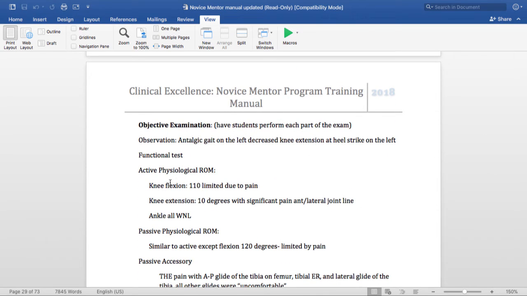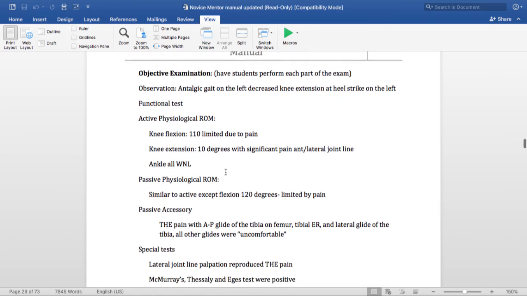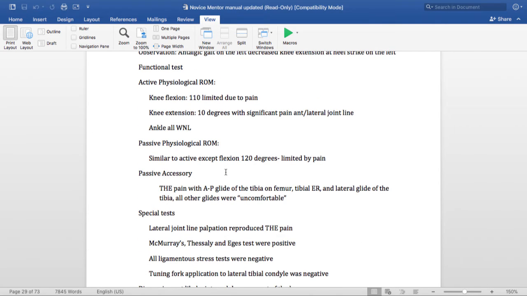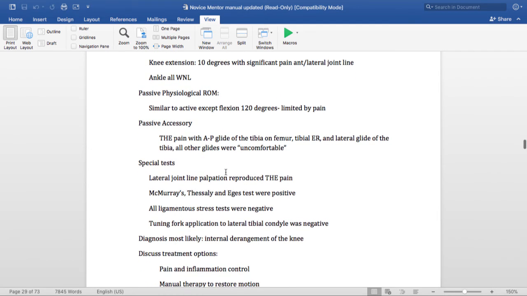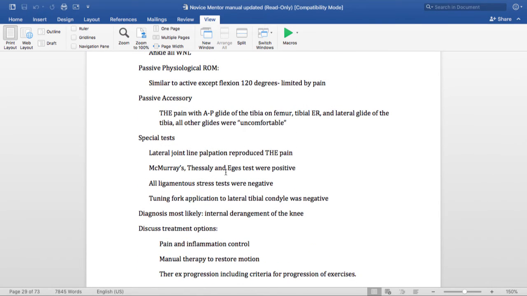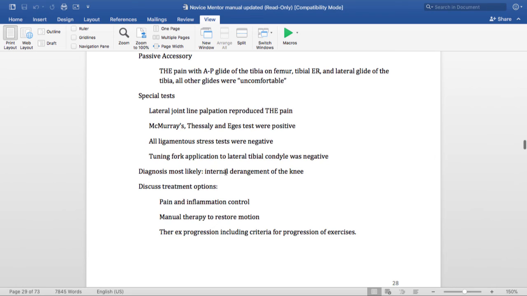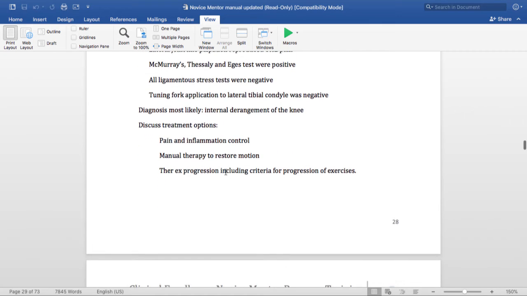Objective exam. A key point here is to make sure your students are starting to do more of the objective component. As we go through it, you'll notice range of motion. She has limitations in flexion and extension, which is one of those hallmark signs of some type of chondral defect. Have them go through the range of motion, practice the palpation, and practice the glides. The glides are important, especially for meniscal issues, and lateral glides to the tibia are the key one.